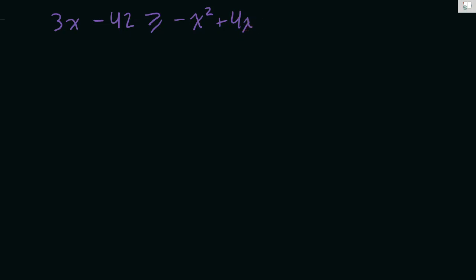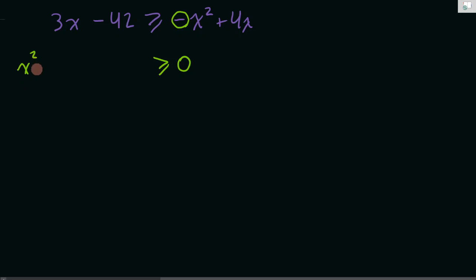Let's try one that's not already factored for you, because realistically that's a little bit too easy. Let's do one where it's 3x minus 42 is greater than or equal to negative x squared plus 4x. Now, first of all, we need to get this having 0 on one side or the other. And because of this negative sign right here, I'm actually going to make it 0 on the right-hand side. Because having a negative leading coefficient is kind of ugly and hard, and it makes a lot of things complicated. So don't make it a negative leading coefficient. Just move it to the side that makes it a positive leading coefficient.